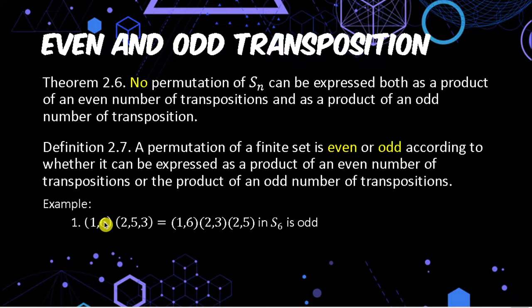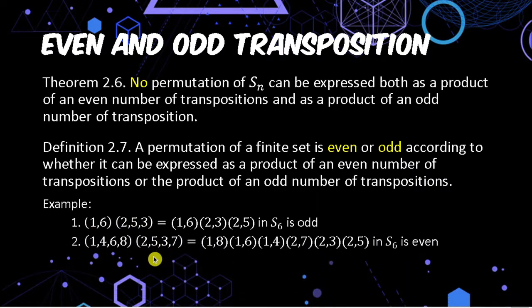It's very easy. Lagay natin siya as a product of transpositions and bilangin natin kung ilang transpositions. 1, 2, 3 in S sub 6 ito. There are 3, which is odd, so this permutation is odd. Ito, the next example, if we put it as product of transpositions, so we have 1, 8, 1, 6, 1, 4. That's the first 3. And then we do the same for the second cycle, 2, 7, 2, 3, at saka 2, 5. Another 3 transpositions. We have 6 transpositions all in all.